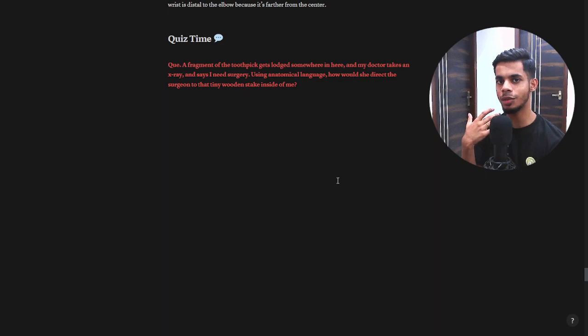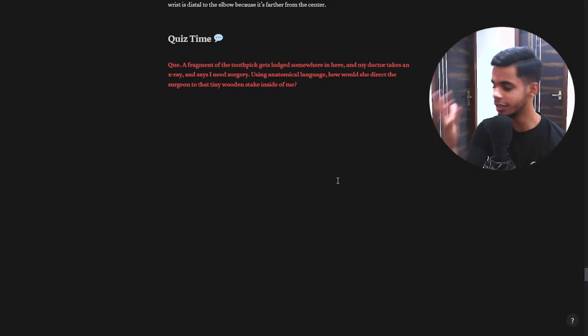Now because when I'm eating something, everything should be above the stomach, so it will be somewhere here, and my doctor takes an x-ray and says that I need a surgery, like I mentioned. Now using anatomical language, how would she or he direct the surgeon to that tiny piece of toothpick that I have swallowed inside of me, right?